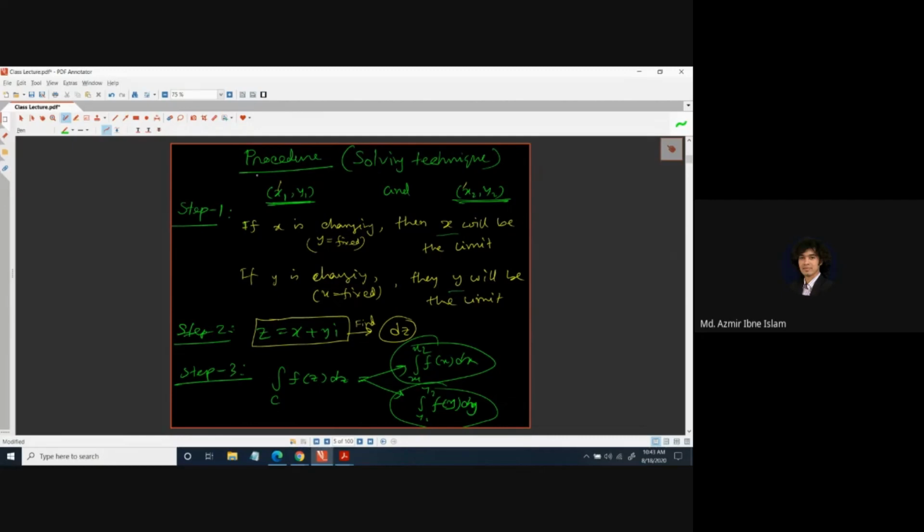Okay, so try to understand the procedure at first. We will follow 3 steps. The first step is to find the limits of integration, the lower limit and upper limit. Then we will find dz, and lastly we will evaluate the main integral.